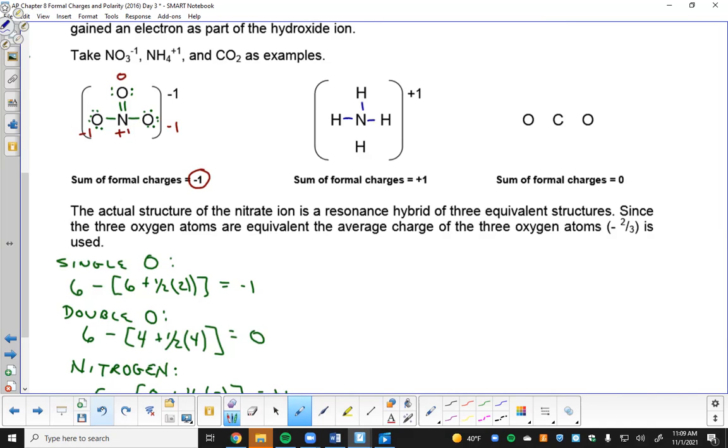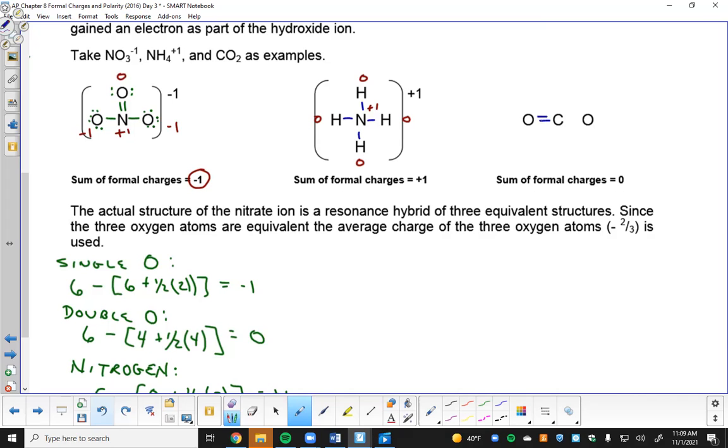When we do this, it's pretty easy to calculate the hydrogens. In this structure, they come out to be 0 for each one. And the nitrogen calculated comes out to be +1, which makes sense based on the fact that the formal charge of the ion has to match the formal charge of the polyatomic ion.